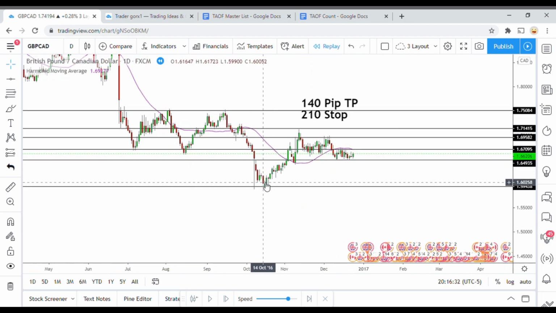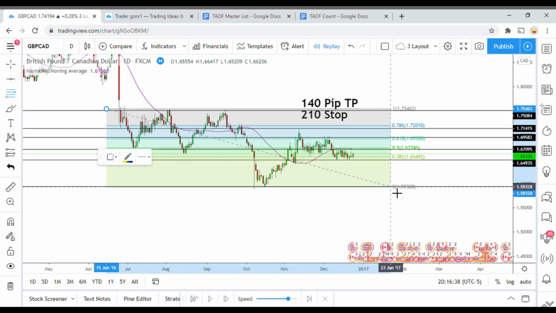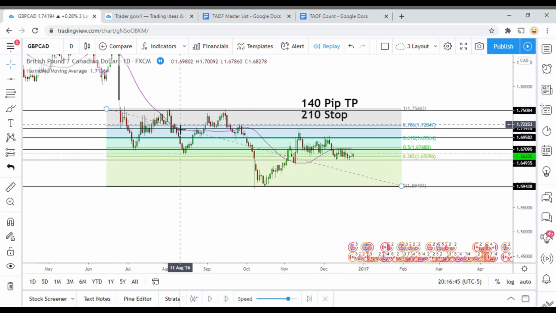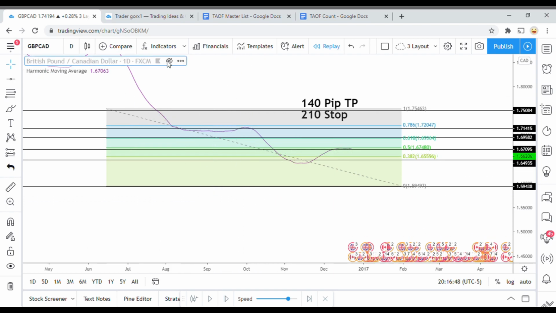And so if I wanted to do it off of this area here, what I could do is draw a Fibonacci level like this. And I know it's kind of hard to see with these black lines already on there. Let's see if we can.